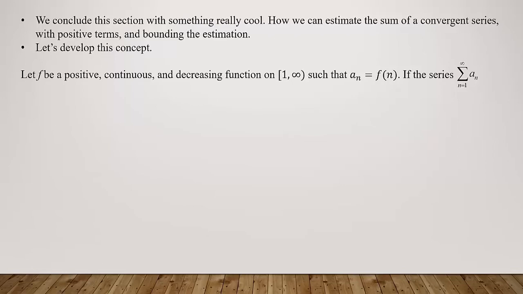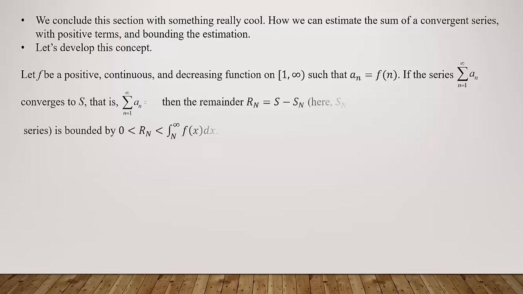So f is a positive continuous decreasing function on 1 to infinity. A sub n equals f of n. Kind of looking like the preamble to the integral test a little bit. If the series n equals 1 to infinity of a sub n converges to s, that is, the series equals s, then this thing called a remainder, r sub n, equals s minus s sub n.